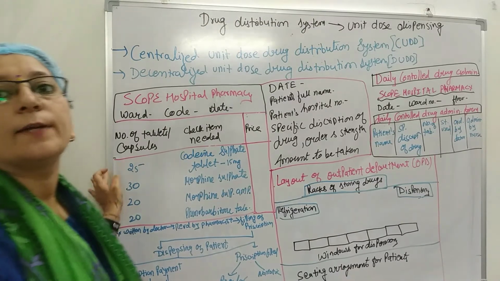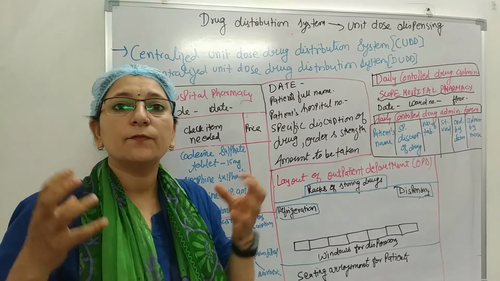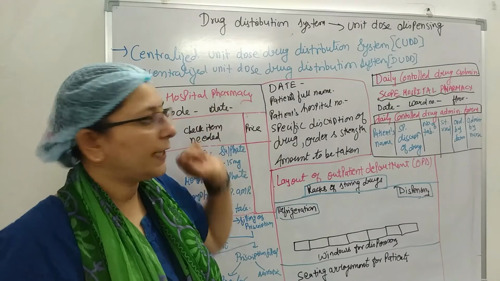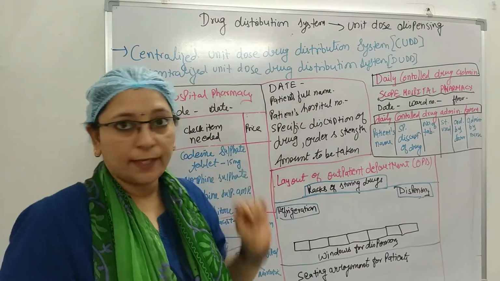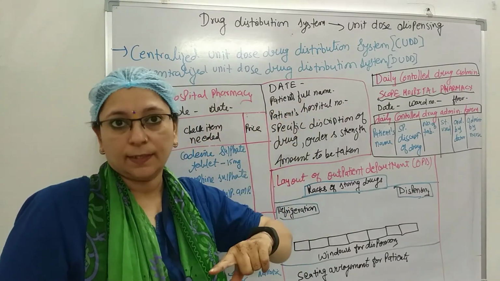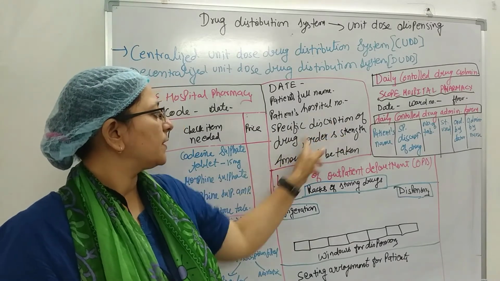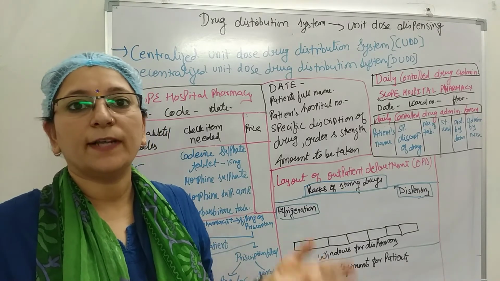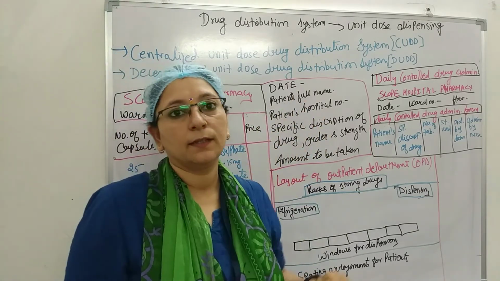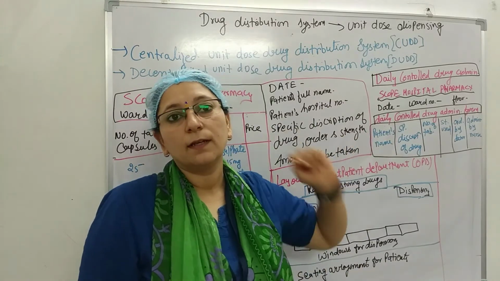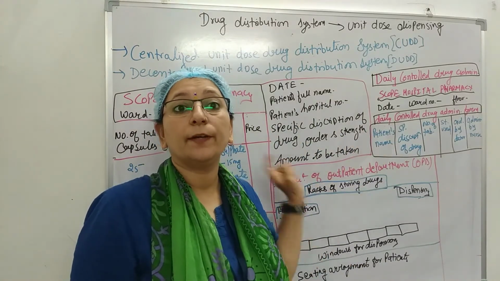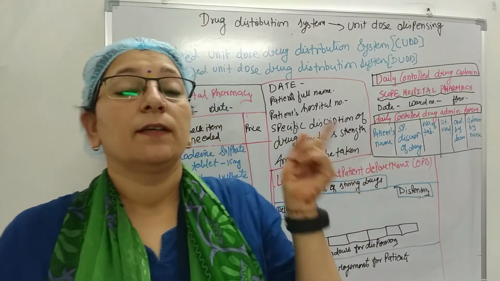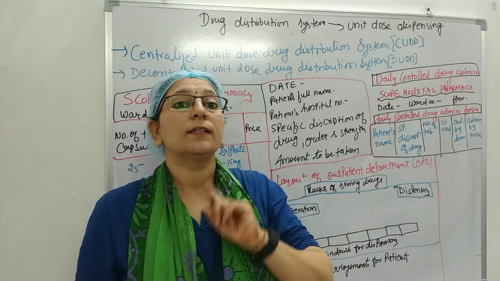And the doctor's order for administration of controlled drugs. The following information must appear on the doctor's controlled drug order sheet: the date, the patient's full name, the patient's hospital number, and a specific description of the drug, like order, strength, number of tablets, and amount to be given or taken by the patient. It should appear on the doctor's controlled drug order sheet, which is carried by the doctor or the physician.